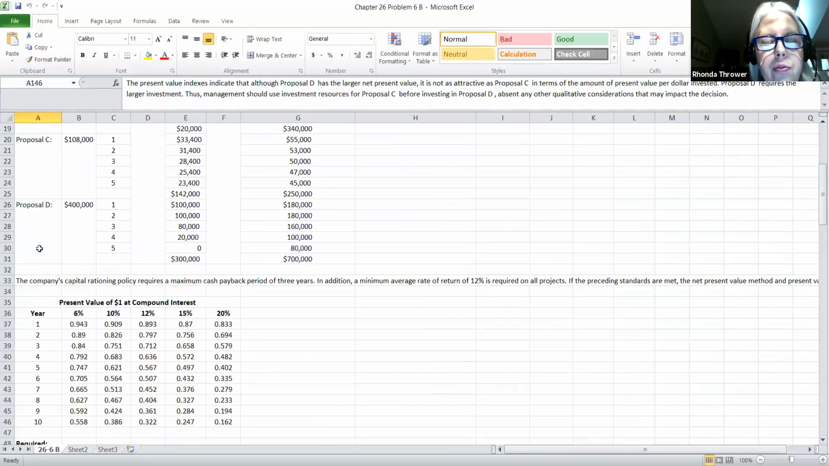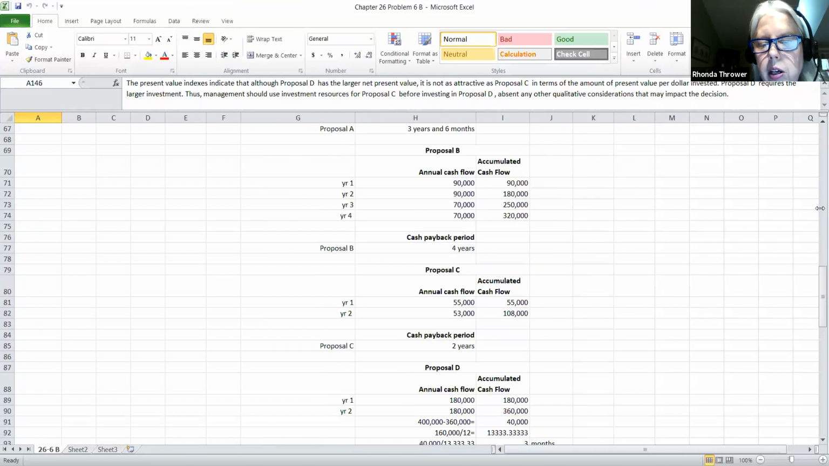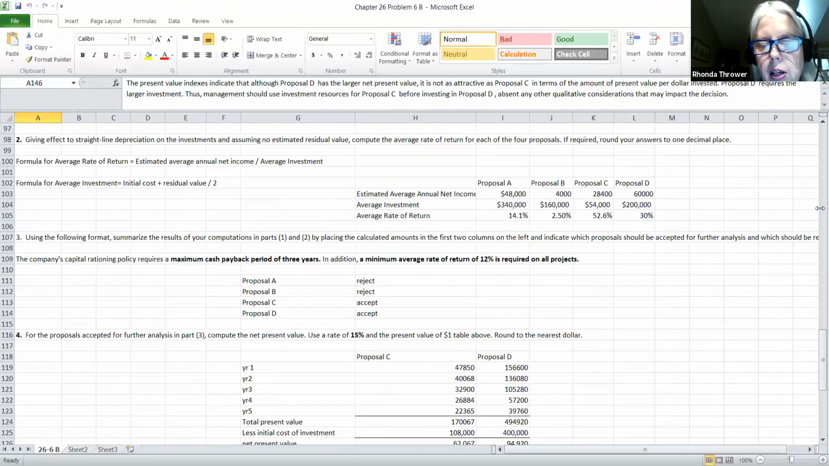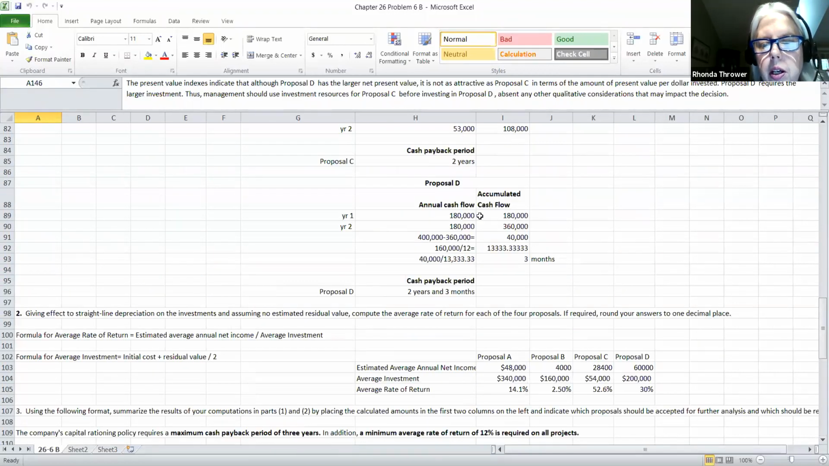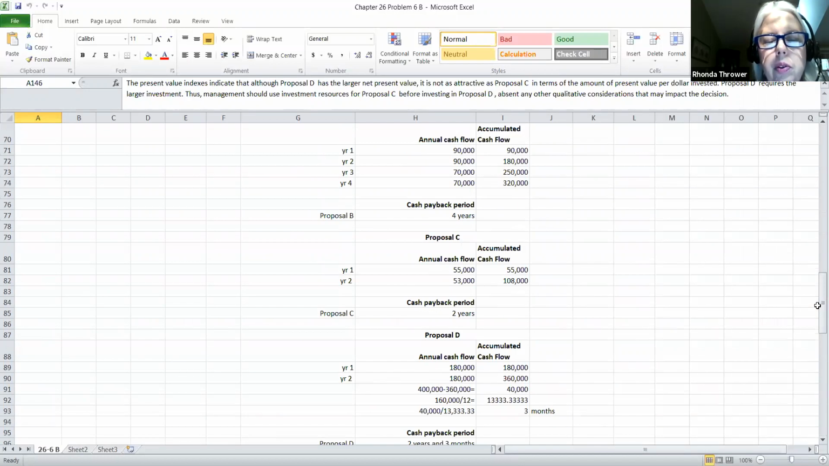And then in our fourth proposal, which is proposal D, our initial cost is $400,000. The cash flow was $180,000 in the first year. So we know that didn't recover the $400,000. So we put it in our table. Year 1, $180,000 goes right here. We're going to move on to year 2.